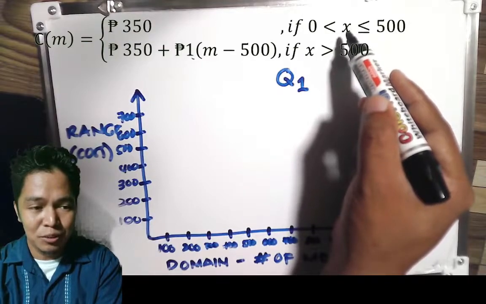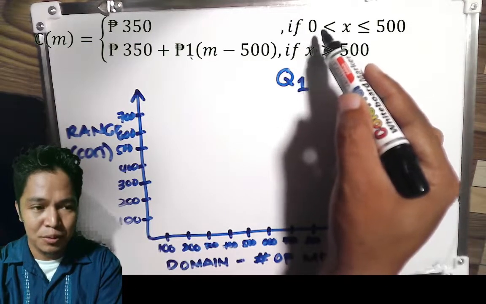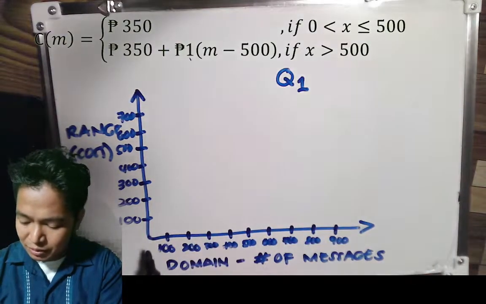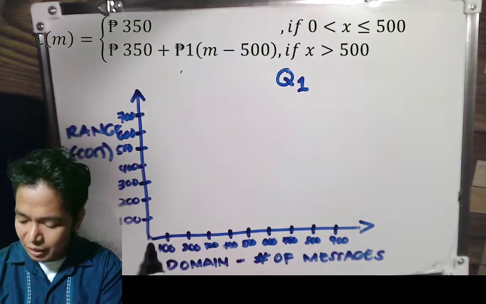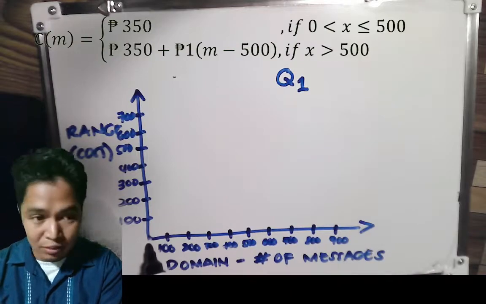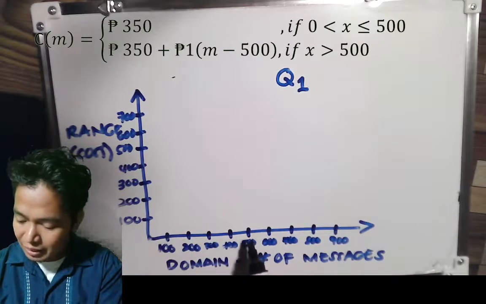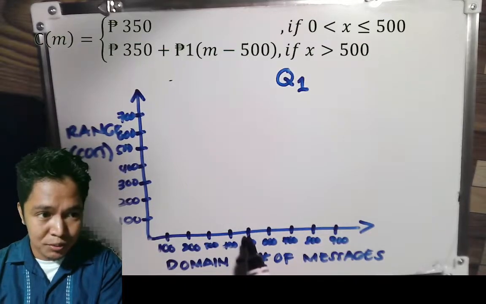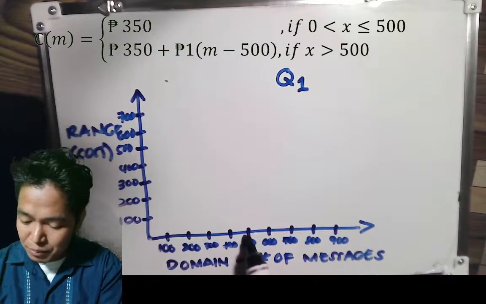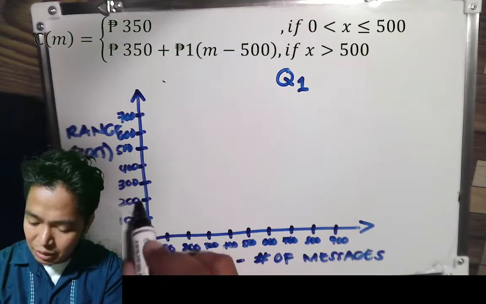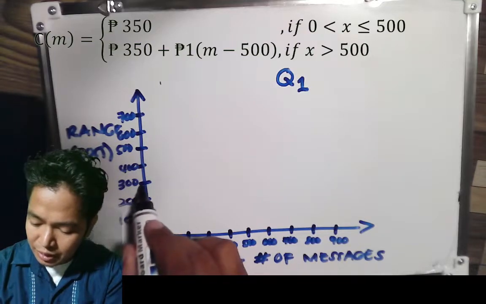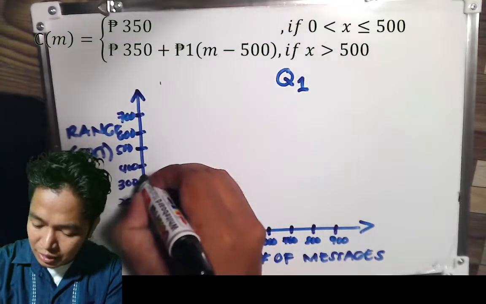domain. So, dito ay from 0 hanggang 500. Ibig sabihin, from 0, dito yung 0 natin, ito yung domain natin, from 0 hanggang 500. Hanggang lang tayo dito. Okay? 100, 200, 300, 400, and 500. So, that is 350 pesos. So, hahanapin natin dito yung 350 pesos. 100, 200, 300, and this one is the 350 pesos.